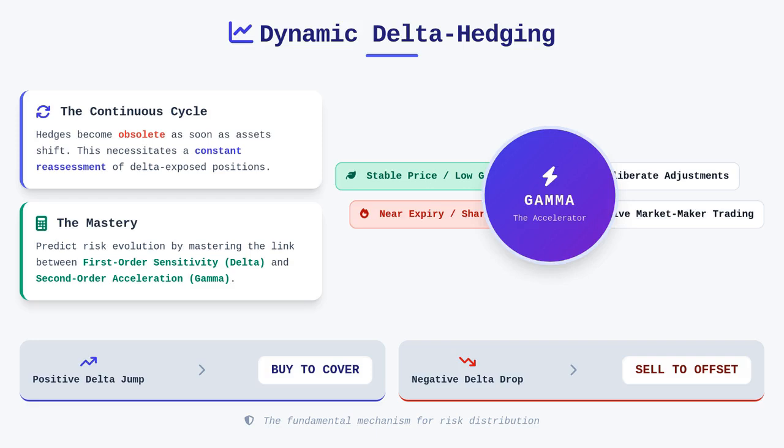By mastering the mathematical relationship between the first-order delta sensitivity and the second-order gamma acceleration, you gain the ability to predict how your portfolio risk will evolve as market conditions shift.